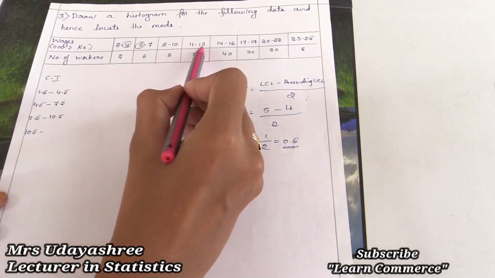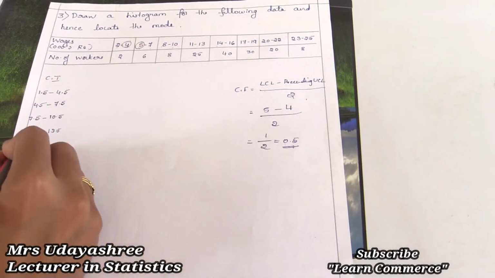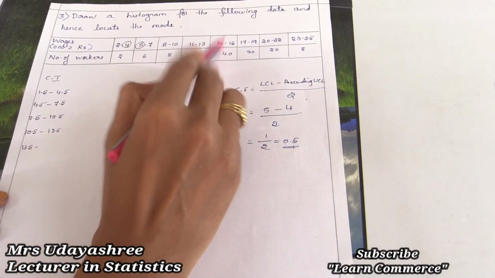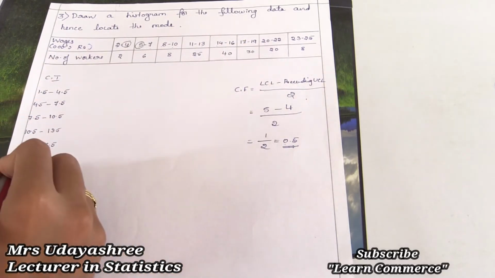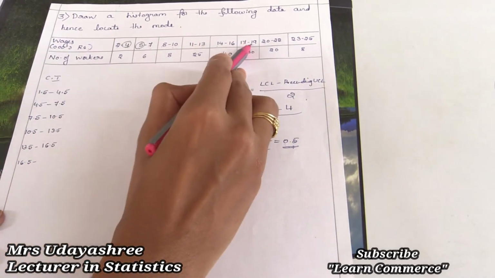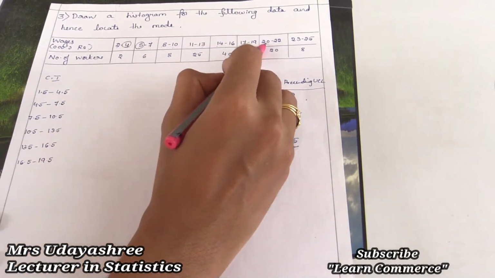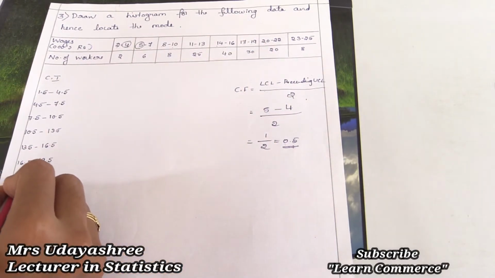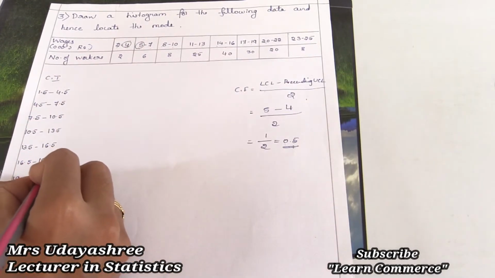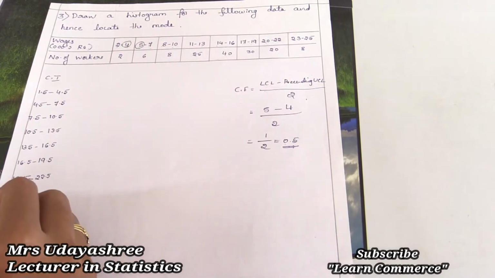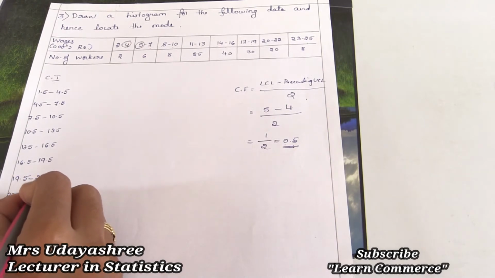Next 13 plus 0.5 is 13.5, then 14 minus 0.5 is 13.5, then 16 plus 0.5 is 16.5, then 17 minus 0.5 is 16.5, then 19 plus 0.5 is 19.5, then 20 minus 0.5 is 19.5. Next 22 plus 0.5 is 22.5, then 23 minus 0.5 is 22.5, then 25 plus 0.5 is 25.5.